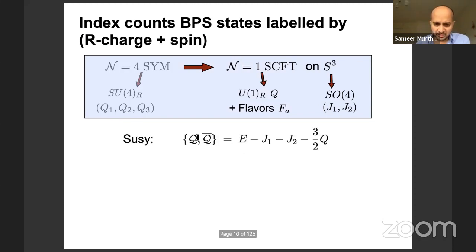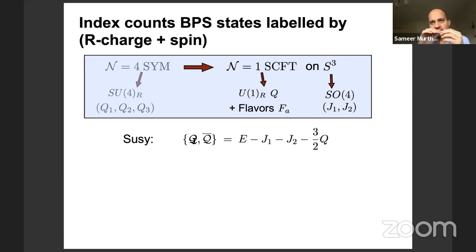And now there's a supersymmetry, which is curly Q, which has the following algebra. Q and Q bar, the anticommutator of that, equals this linear combination of charges. E here is the energy. Now, if you want to count BPS states using an index, you want to ask what are all the states annihilated by, in the cohomology of this, and trace and count them with the (-1)^F.